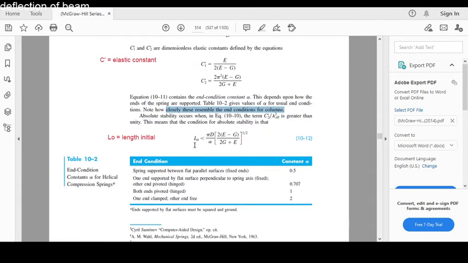Absolute stability occurs in equation 10.10 when the term C prime 2 over C prime 1, the elastic coefficient ratio, is greater than unity. This means that the condition for absolute stability is that the free length is lesser than the square root of this expression.